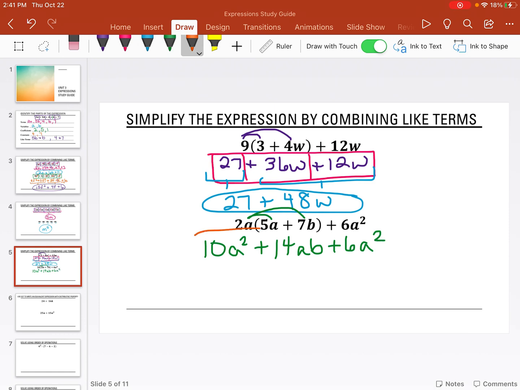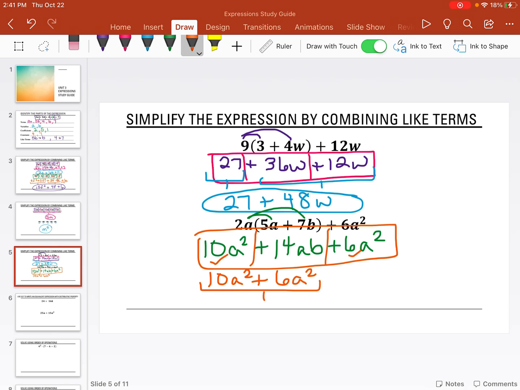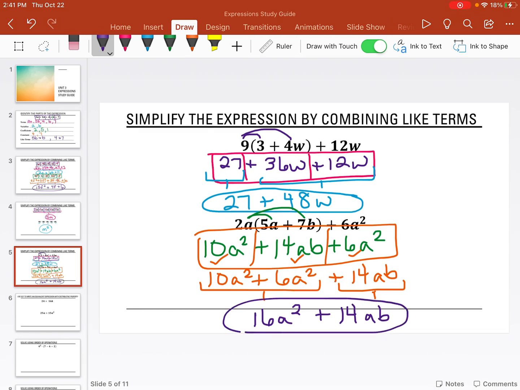Now I can box my terms and combine these like terms. So I'm going to rewrite it. 10a squared plus 6a squared. There's a family. And then plus this 14ab. There's a family. And go ahead and combine them. So 10 plus 6 is 16a squared plus 14ab. And there's our answer for that problem.